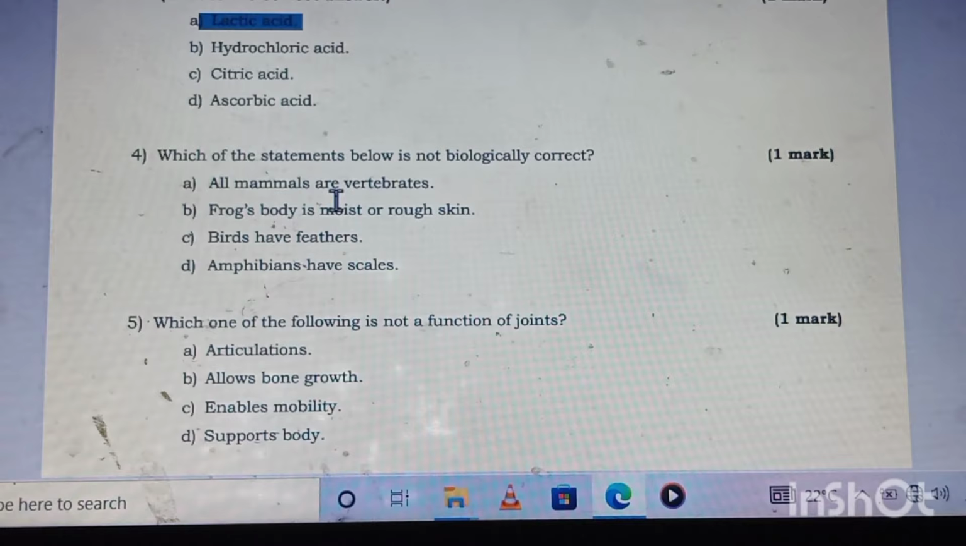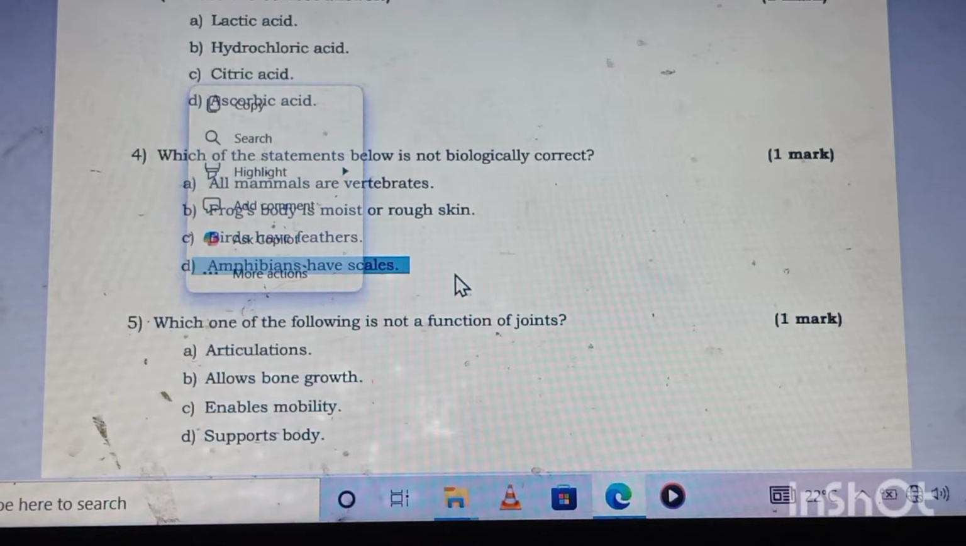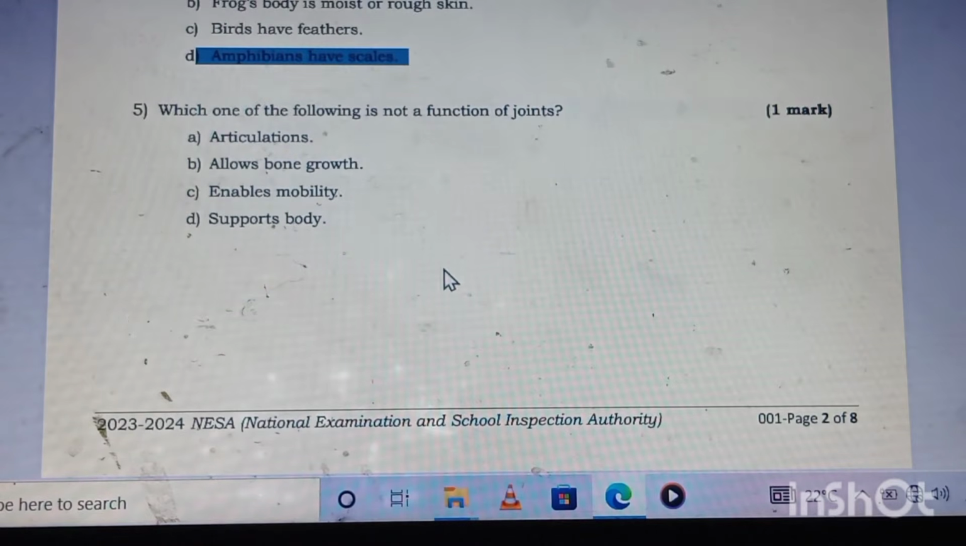Which of the statements below is not biologically correct? A. All mammals are vertebrates. Yes. Frog body is covered by a moist skin. Yes. Birds have feathers. Yes. Amphibians have scales. It is not correct. Meaning the correct answer of question number 4 is letter D.